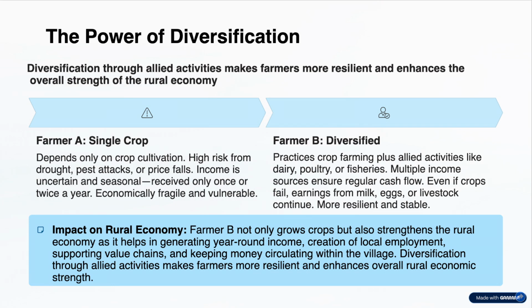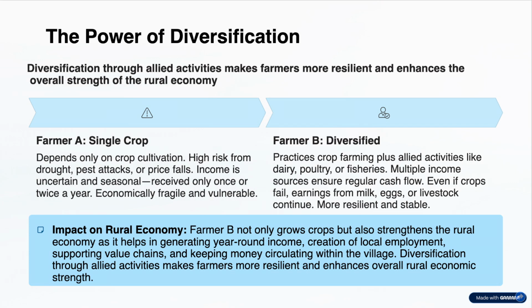Now, in the second situation, let us consider farmer B, who actually practices both crop farming along with other allied activities such as dairy, poultry, or fisheries, who has multiple income sources. So, even in case the crops fail, then what happens? The earnings will come from eggs, fish, or other livestock activities or other allied sectors. So, thus it ensures regular cash flow, reduces risk, and improves the family income stability.